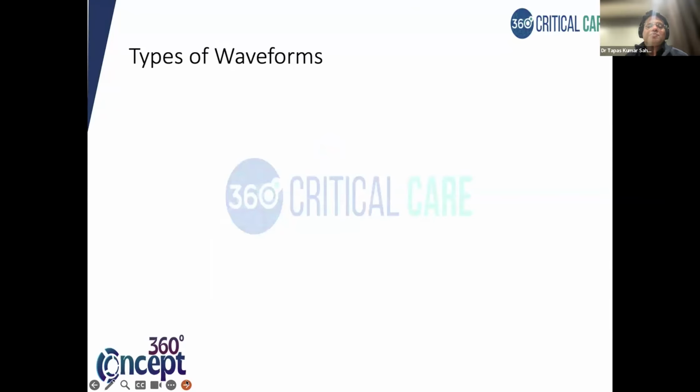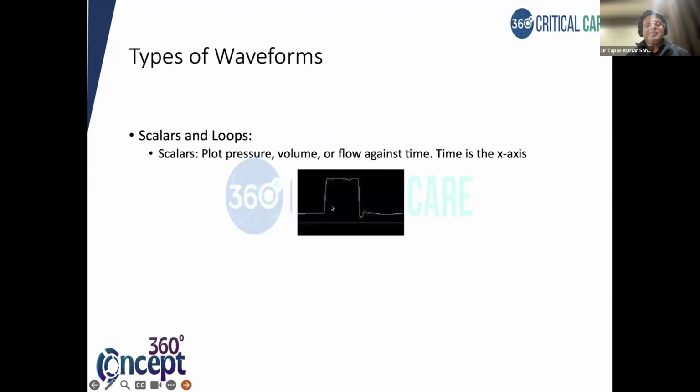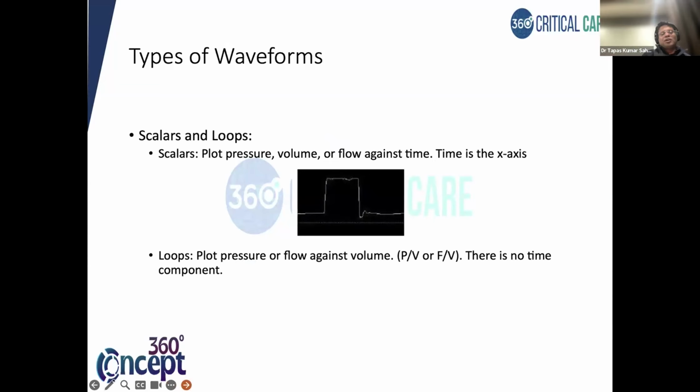Now, what are the types of waveforms? That would be something very important before going into the detailed analysis of the waveform. So the waveforms can be divided into scalars and loops. Scalars are actually plotting the pressure, the volume, and the flow against the time. And here time is the x-axis, that means pressure, volume, and flow will be in the y-axis. And this is one form of scalar. Clear? Now, loops plot pressure or flow against volume.